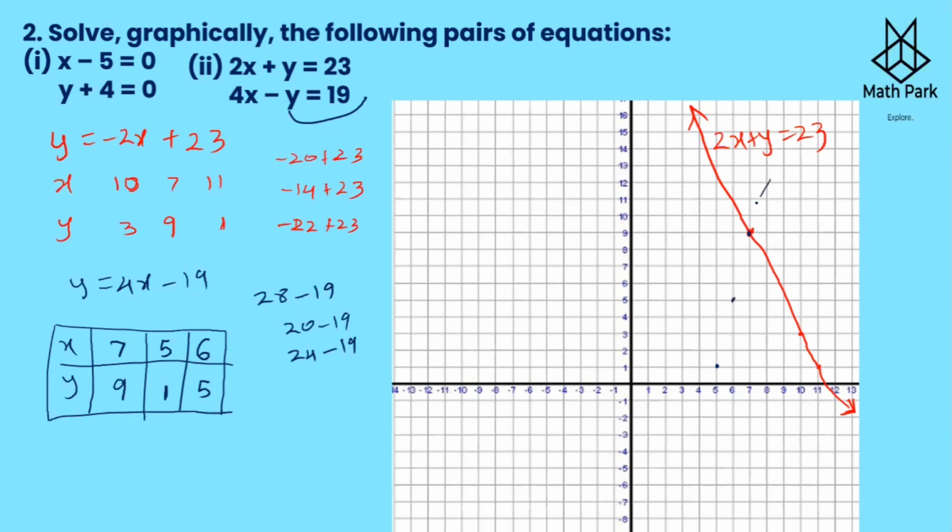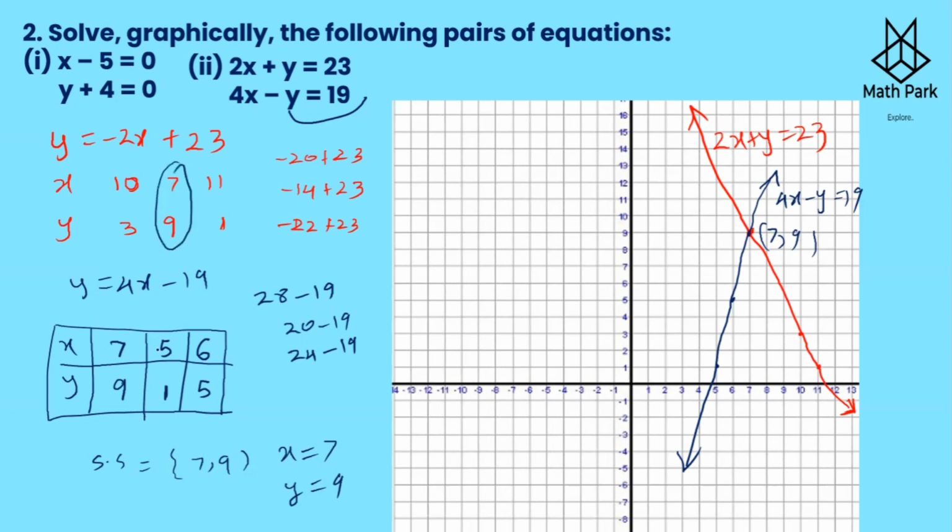Let us draw this line. So this is the line we have drawn, which is 4x minus y is equal to 19, and we can see that the lines are meeting at the point 7 comma 9. So our solution set is 7 comma 9, or you can say x is equal to 7 and y is equal to 9 is the solution for this equation. You can also get a hint here. Can you see this common point? That's the solution for the equation. Okay, so we have done this question.